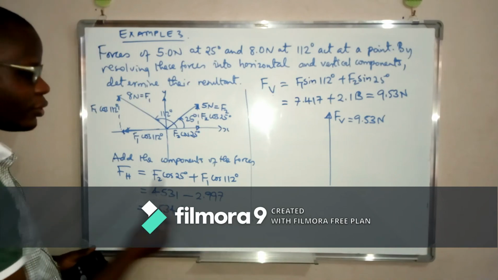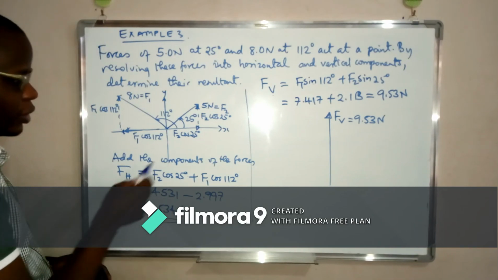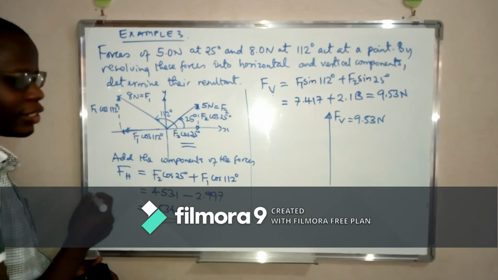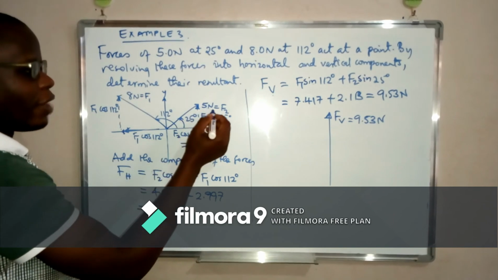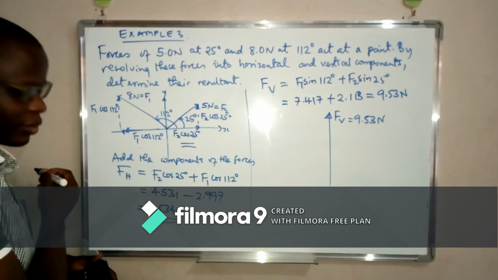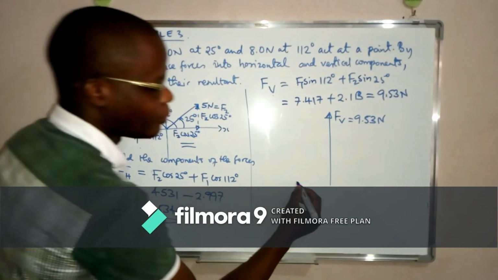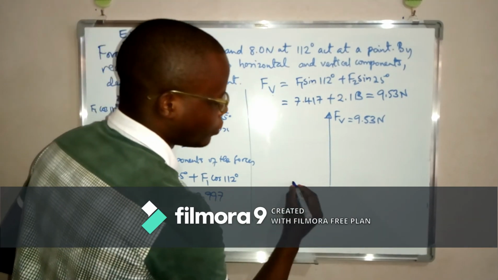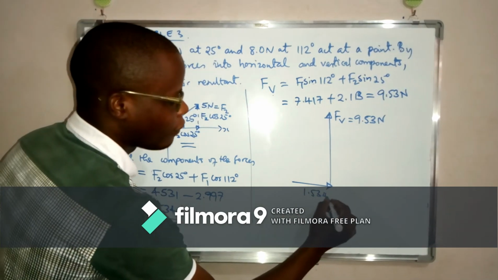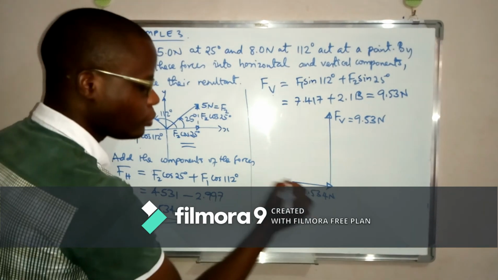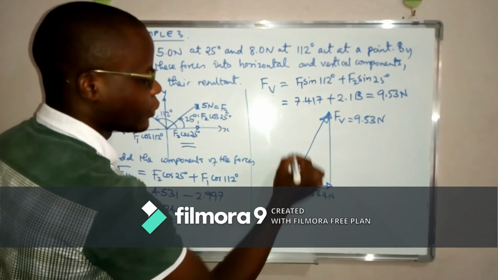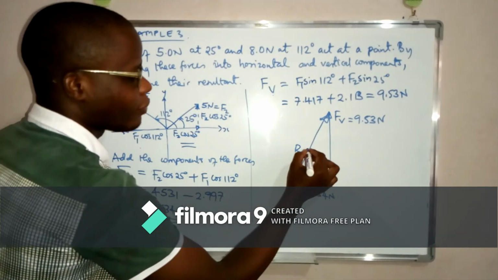Now look at the horizontal component. The component of F2 in the horizontal direction has a larger magnitude than the component of F1 in the horizontal direction. So it will take this direction. So this will be 1.534 newtons. The resultant will run from here to this point. This is the resultant force, let us call it RF.